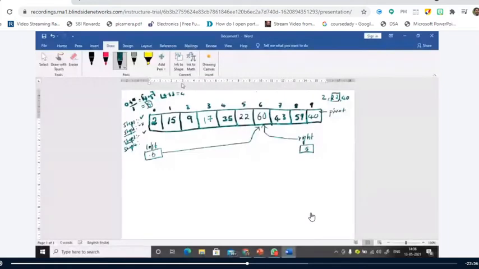Now compare 60 and 40. 60 is greater than 40. What should I do here? You have to stop incrementing the left pointer. Stop. Now go to the right pointer.